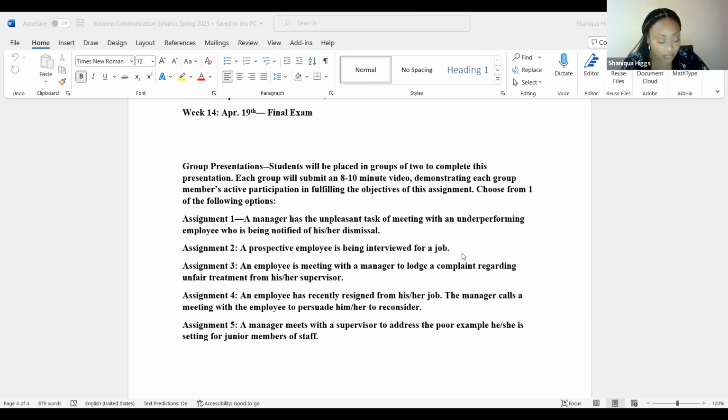We're going to look at the rubric in a minute. Group 4, Danielle and Ellen. Your assignment is to handle an employee who's resigning, right? And you're trying to persuade him or her to reconsider. And then number 5, the manager is meeting with the supervisor to address a poor example he or she is setting for junior staff. Again, bad news communication. Most of these are difficult situations that call for a degree of tact and professionalism. So I'd like to see how, based on what we've been talking about regarding communication, you would handle it.